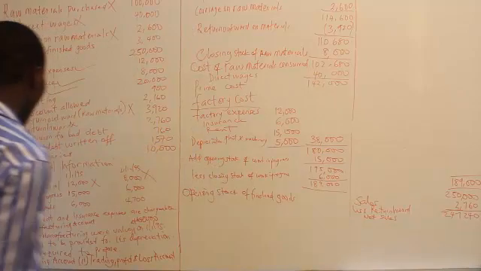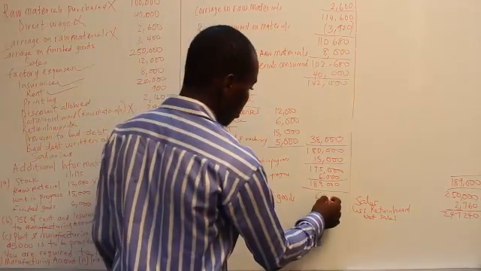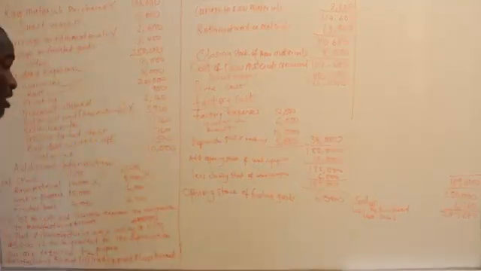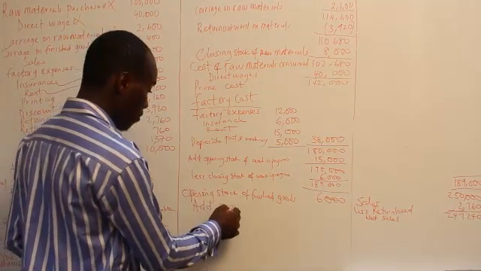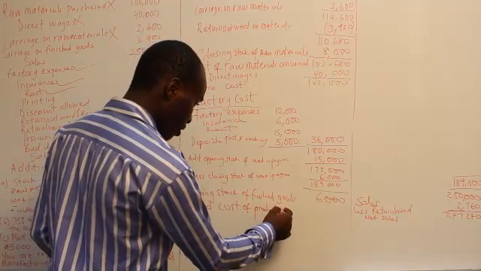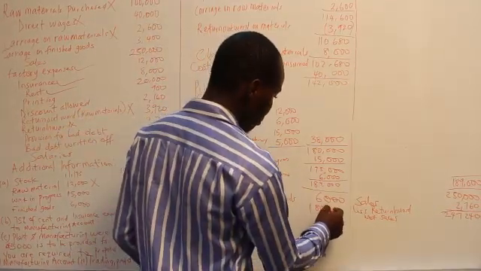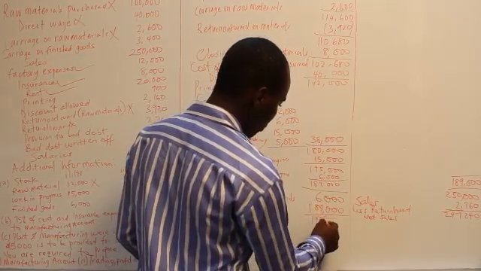The opening stock of finished goods is actually 6,000. So we're going to add cost of production to that. We are not going to add purchases, but we are going to add cost of production, which is 189,000. That gives us 195,000.